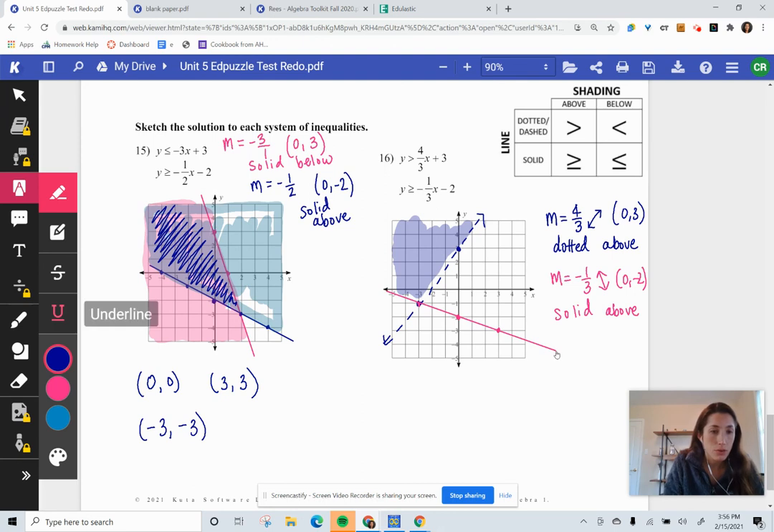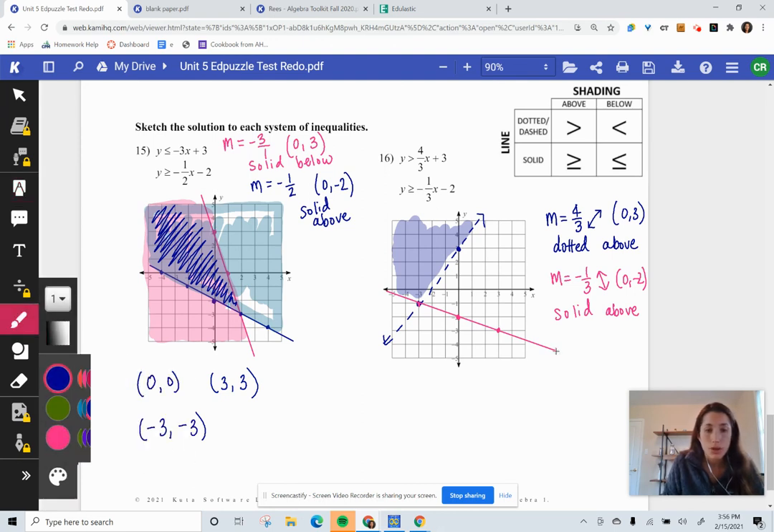Okay, so now I'm going to give you a set of 3 points, and I want you to tell me which one is a solution. So would 0, 0 be a solution? Let's do -3, 3, or is it 3, 3?